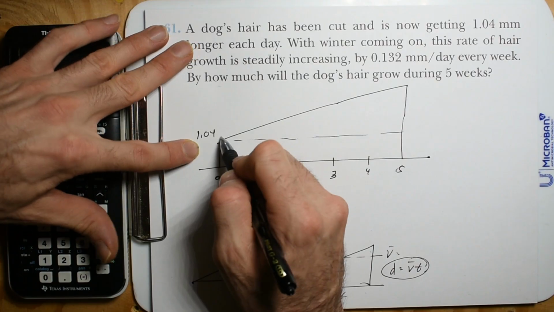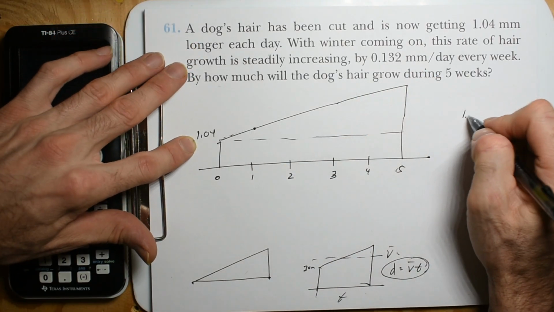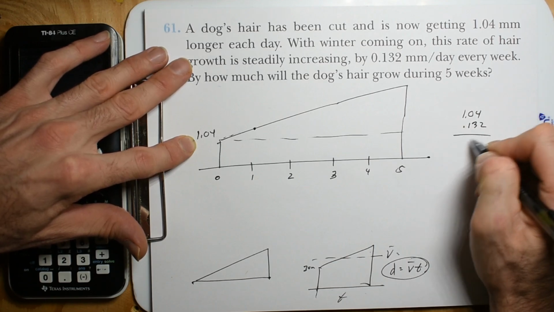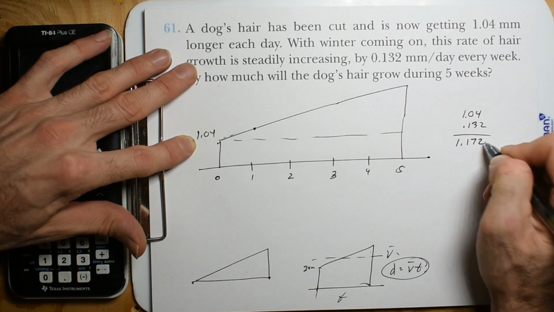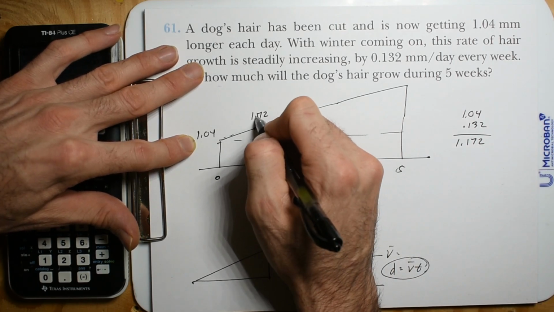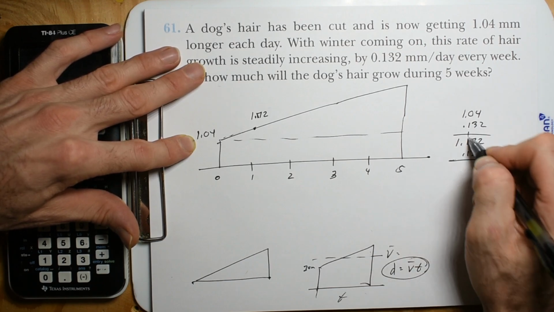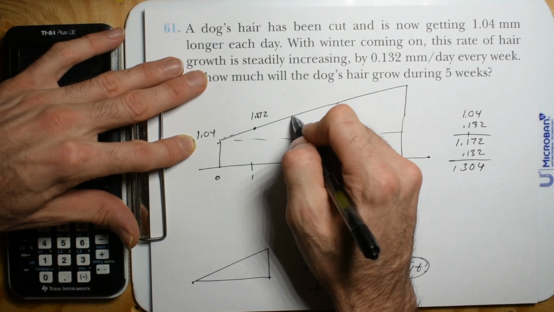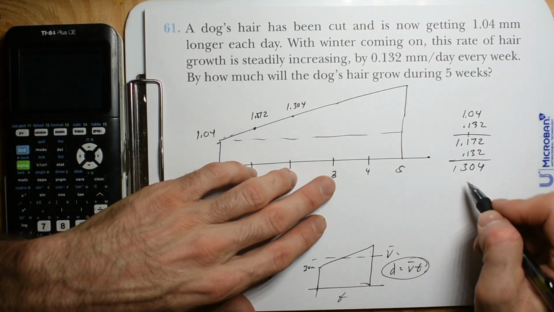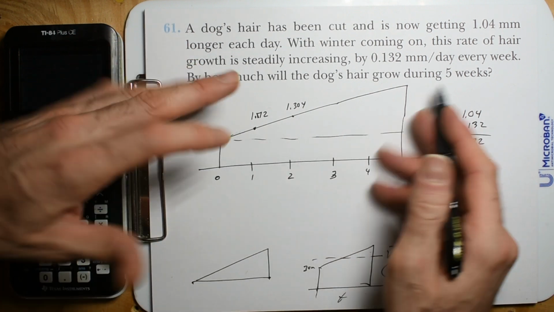Okay, so every week this velocity is increasing by 0.132. And we're not even going to use our calculator. So we got 0.132. Adding these together, we get 1.172. And then we're going to add 0.132 again, 4, 10, 3. Right here we're going to have a velocity of 1.304. Let's keep going. And what you should be seeing is that we don't need to do this.